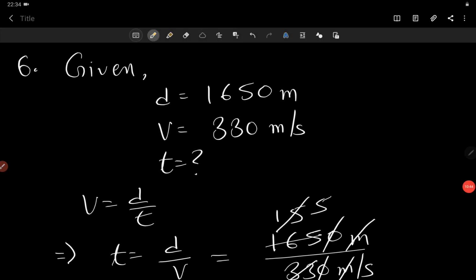So coming to the solution of number 6, given distance is 1650 meter and the velocity of the sound is 330 meter per second, and we are supposed to find the time.